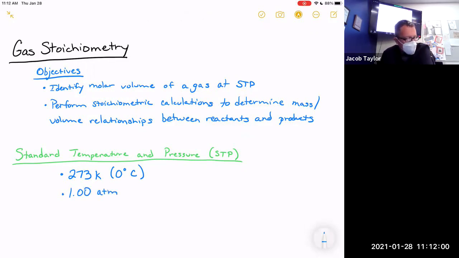We learned earlier this week about the other measurements besides atmospheres. You could also measure it in kilopascals. It would be 101.3 kilopascals, which is 760 torr. Atmospheres is by far the most common pressure measurement, but you will see the other two occasionally.